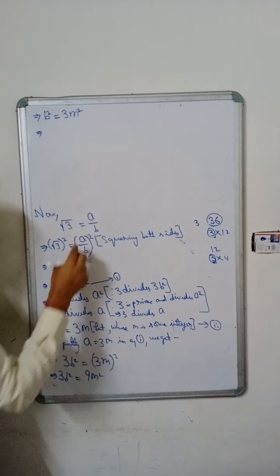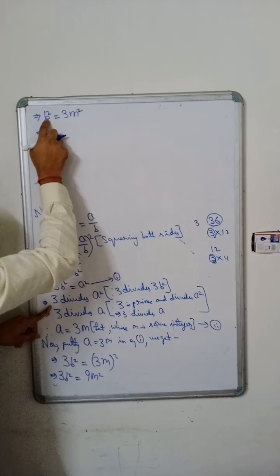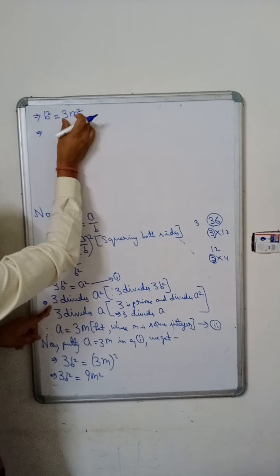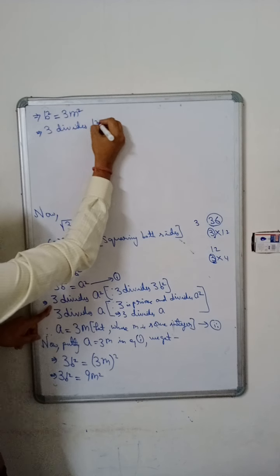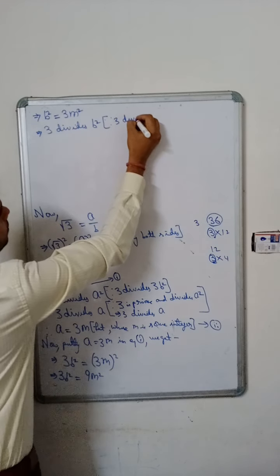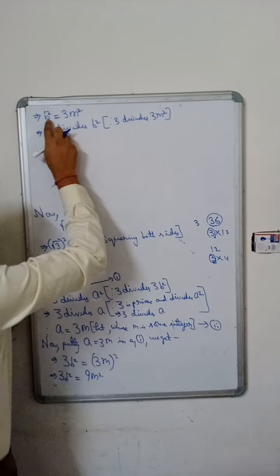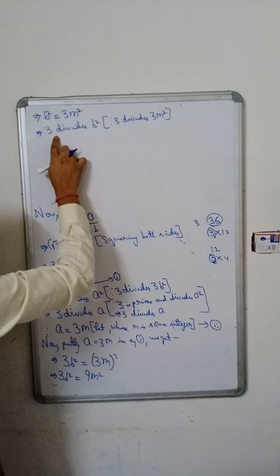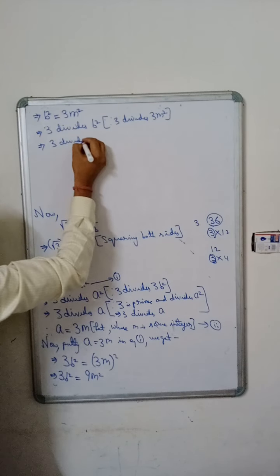Now, can I say that exactly the same way what we have done in this line, the same thing I can write here also. I can say that 3m square is divisible by 3, and as b square is equal to 3m square, I can say that 3 divides b square. Why? Because 3 divides 3m square, and both expressions on the left as well as on the right are equal, so 3 also divides b square.